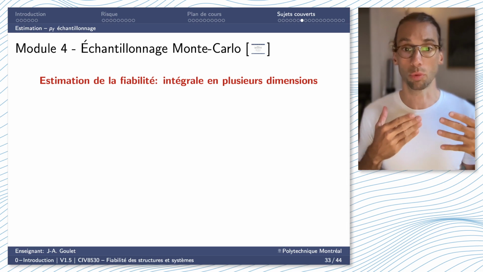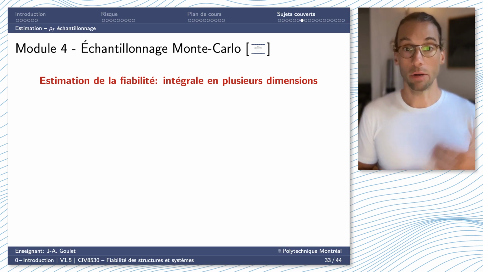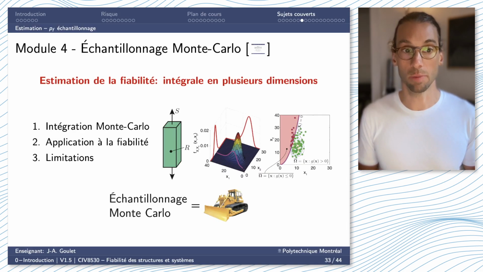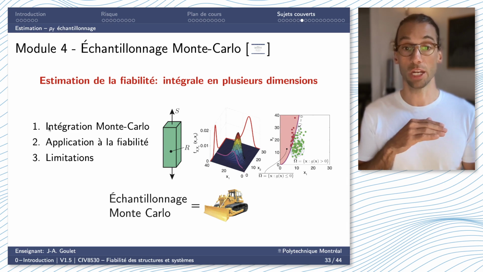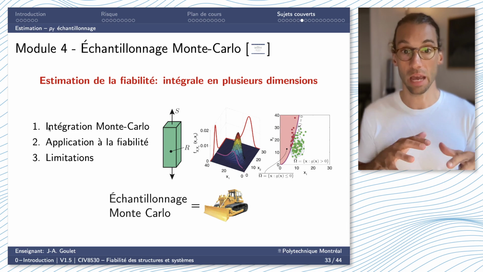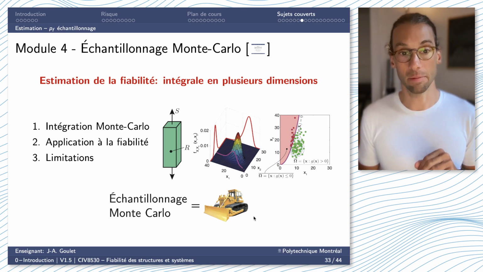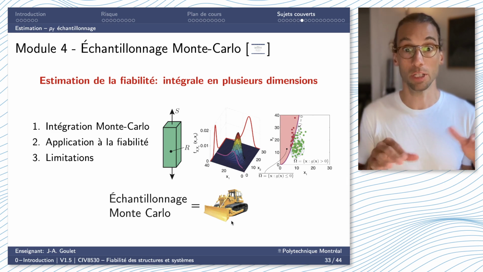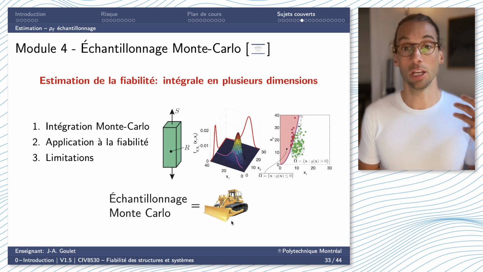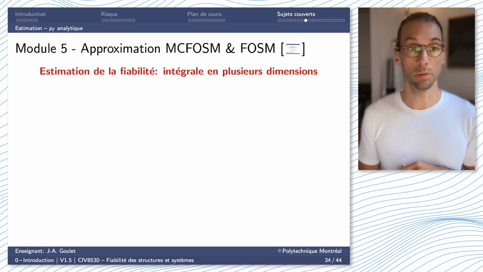Module 4 is the first module where we're going to estimate probability of failure, and we're going to do so using the sampling method called Monte Carlo. As I said, estimating the probability of failure boils down to estimating an integral in a large multivariate space. So we're going to see in that module how, from a general standpoint, Monte Carlo integration works and how we can apply it to reliability. And then we're going to see what the limitations associated with that method are. As I alluded to earlier, Monte Carlo sampling can be seen as a bulldozer. It can go everywhere, but it will go slowly. When I say slowly, it's because it's going to consume a lot of computing resources in order to be applied.